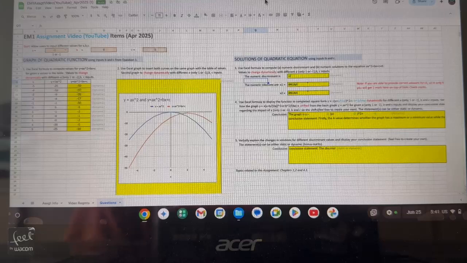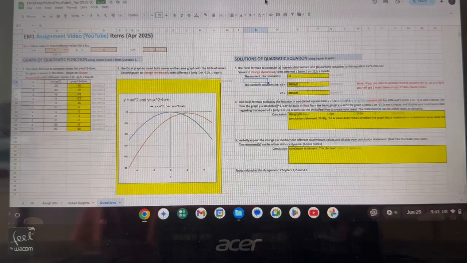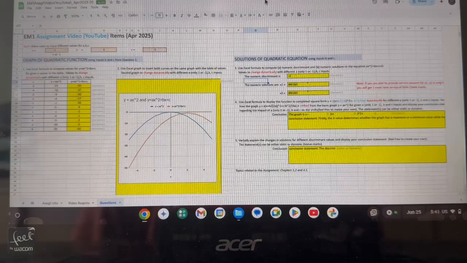For question 4, they ask us to determine the difference between a complete square equation and a normal quadratic equation, which is y equals ax squared plus bx plus c, and y equals a bracket x plus b over 2a whole thing squared plus c minus b squared over 4a.